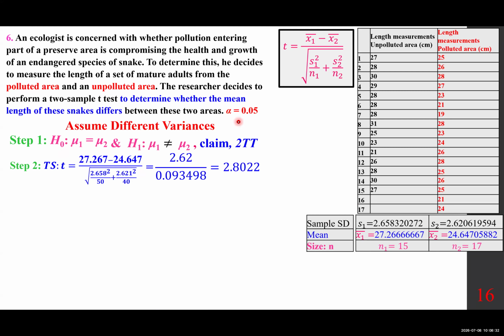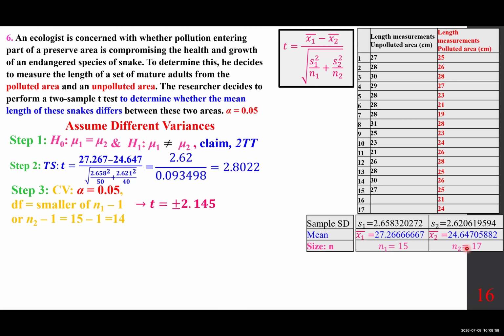Critical value comes from the choice of alpha 0.05. Again, without the calculator, degrees of freedom would be the smaller of the two. One of them is 15 minus 1. One of them is 17 minus 1. So we're going to go with 15 minus 1, or 14. And from the table, we get plus or minus 2.145 because it's a two-tailed test.